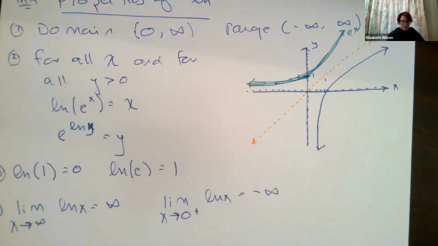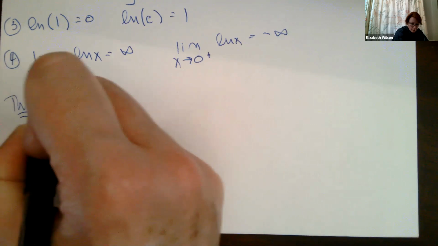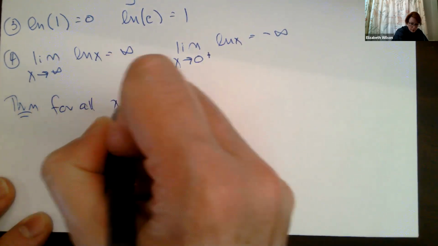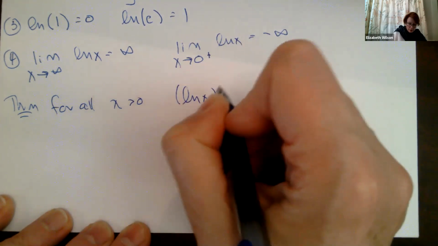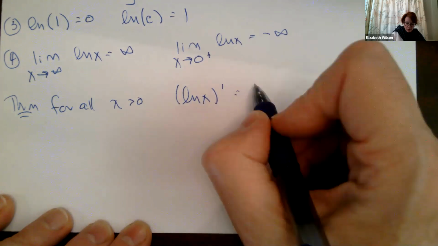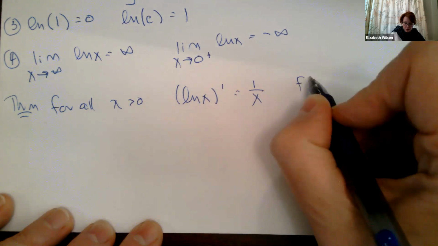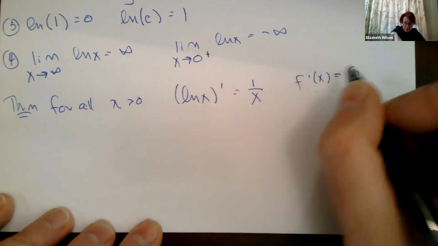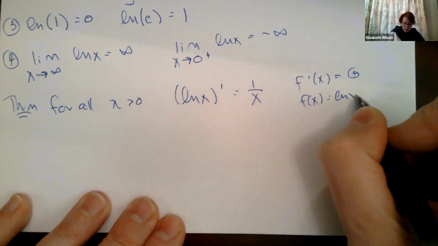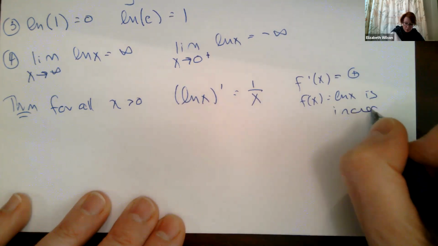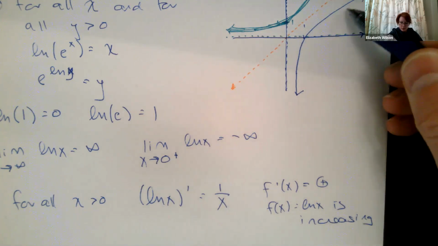All right, let's talk about derivatives. For all positive x values, if I take the derivative of my natural log function, my derivative is 1 over x. So my first derivative is positive, which means that my function is increasing. You can see it here in our graph, this function's forever increasing.